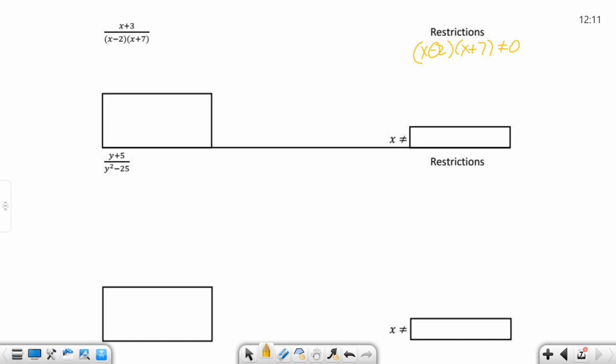How do I know? Pluses and minuses are in parentheses. There's nothing between them, right? Pluses and minuses are in parentheses. There's no GCF. There's no power bigger than 1, right? This is the first power and the first power. That tells me I'm completely factored. There's nothing to do here but set these 2 things not equal to 0 and solve. And then just solve each one of them. So x cannot be negative 7, and over here x cannot be 2. So 2 and negative 7 are my restricted values.